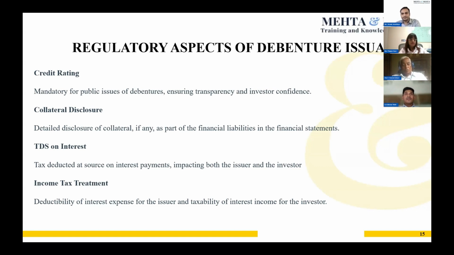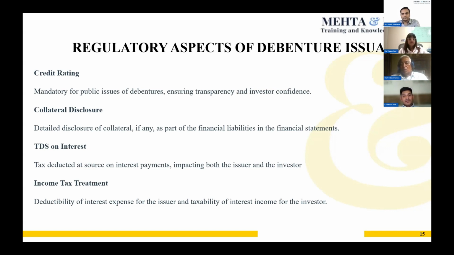even if the debentures are issued against some FD or, say, a mutual fund. We have to give the disclosure for the name of the mutual fund against which those debentures are issued. So the accounting standard needs that level of disclosure in the financial statements.